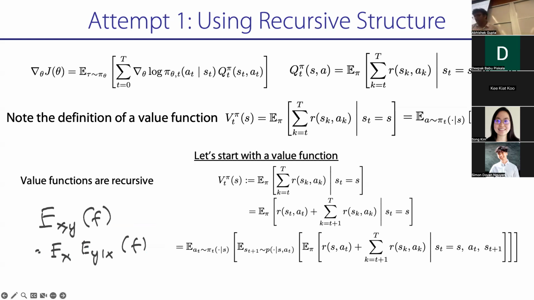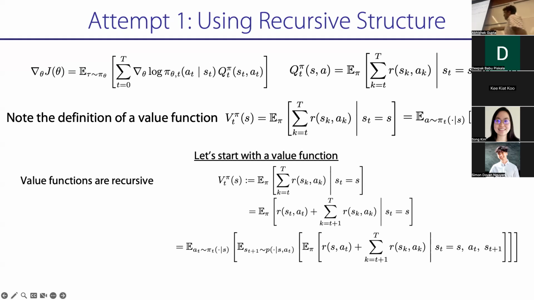Essentially, ignore all the fanciness here. All it's really saying is that I can separate out this objective into the sum of the first reward plus the expectation of all the future rewards. I initially have an expected sum over everything, and I just separate out the first reward plus the expectation of all the future rewards.